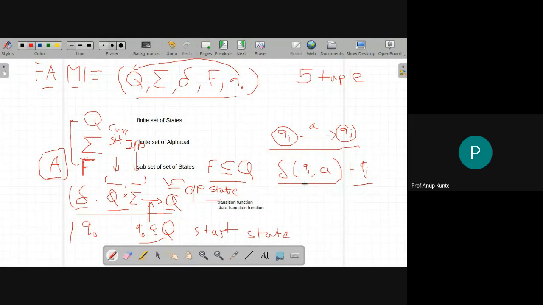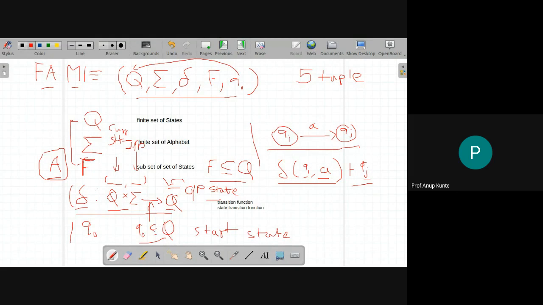So delta has two inputs, current state and current input, and one output, the next state, or the output state. So from input state I am moving to output state. From input state or current state, I should say current and next. That would be much better than saying output state. So the delta function allows me to go from the current state to the next state.